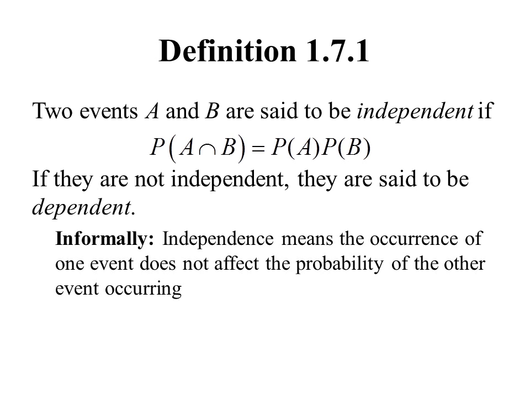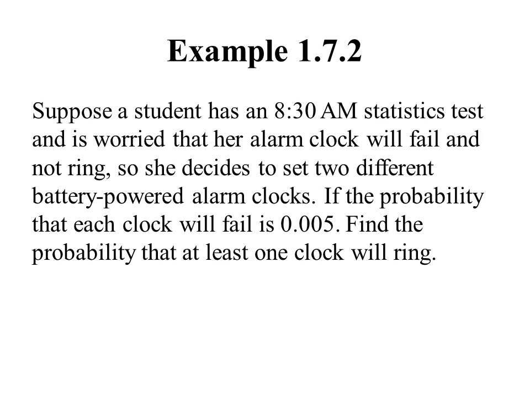Okay? So informally, what this means is that the occurrence of one event does not affect the probability of the other event occurring. And so to illustrate what this means, let's look at this example. So a student has an 8:30 a.m. statistics test and is worried that her alarm clock will fail and not ring. So she decides to set two different battery-powered alarm clocks. If the probability that each clock will fail is 0.05, find the probability that at least one clock will ring.